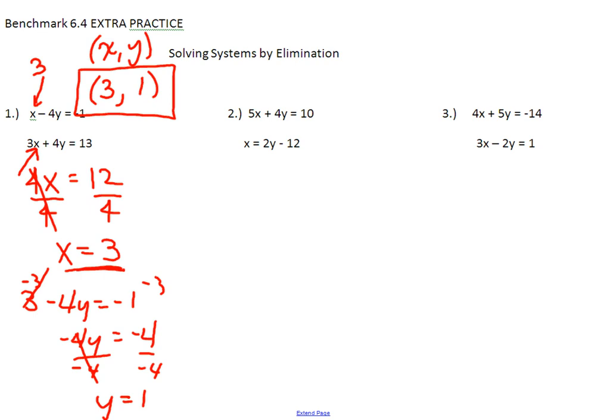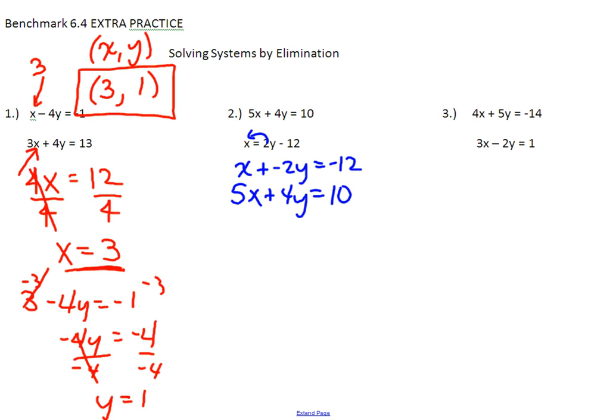Now the second one isn't lined up nice for us. We need to rearrange the second problem so the x's are lined up, the y's are lined up, and the equal signs are lined up. So here I'm going to bring the 2y to the left side. If I bring that over there, it's going to flip and switch. I'm going to get x plus -2y equals -12. And then I have that 5x from the first problem plus 4y equals 10. So now everything's lined up.